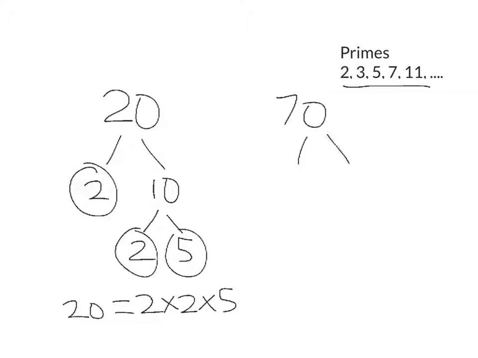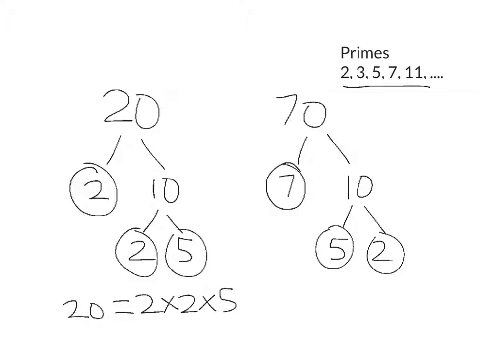70 prime factorized is going to be, well, I could do it a lot of different ways, but I'll choose the one that's easiest for me. That's 7 times 10. And 7 is prime. And then this is going to break down into 5 times 2. So 70 prime factorized is going to be equal to 2 times 5 times 7.